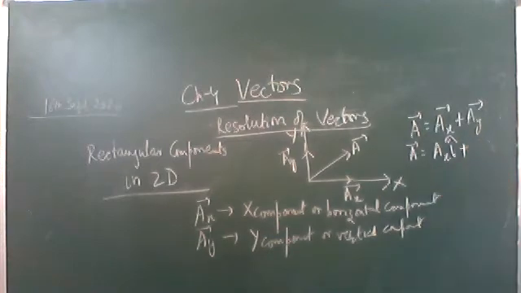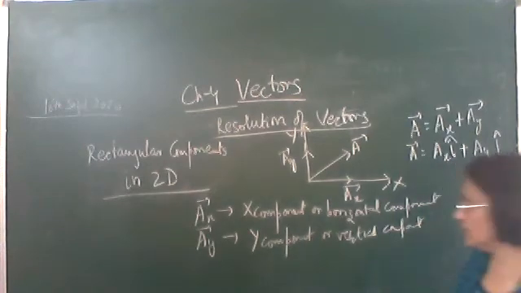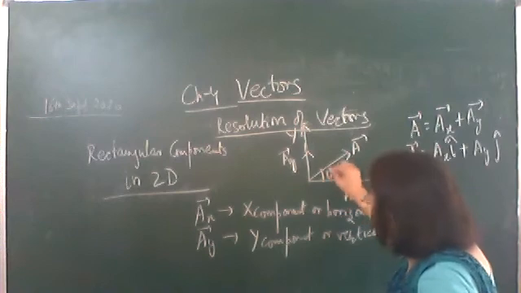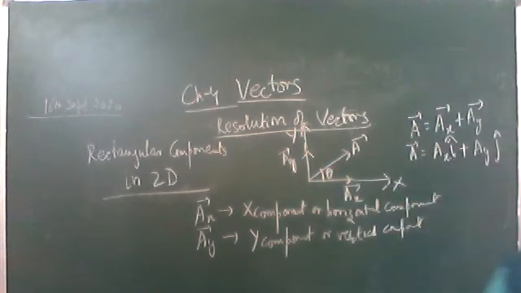In the same way, the Ay vector can be written as the magnitude of Ay into the unit vector showing the direction along the y-axis, that is Ay into j cap. So the A vector can be written as Ax i cap plus Ay j cap. Now let this A vector make an angle theta with the x-axis.